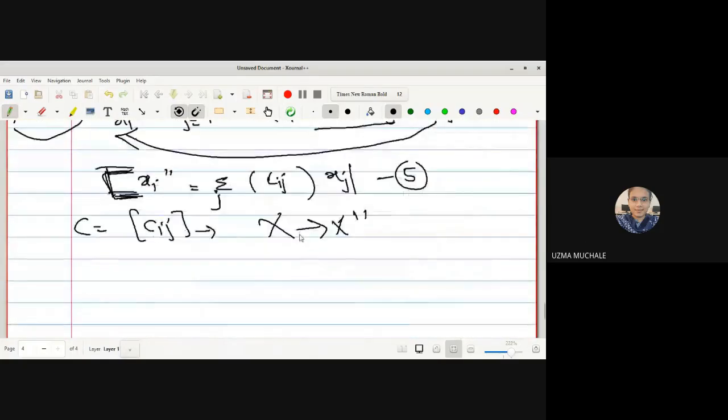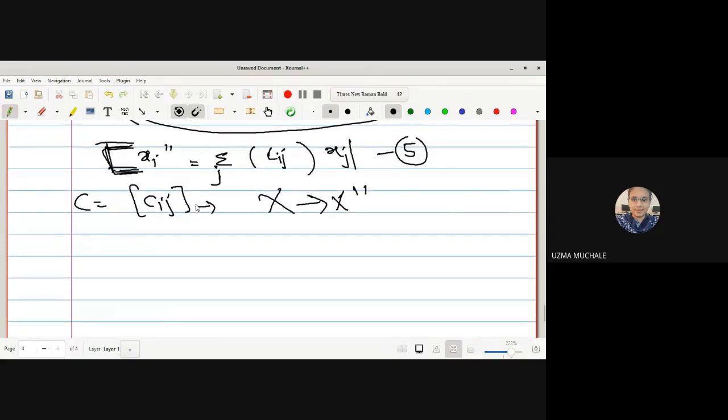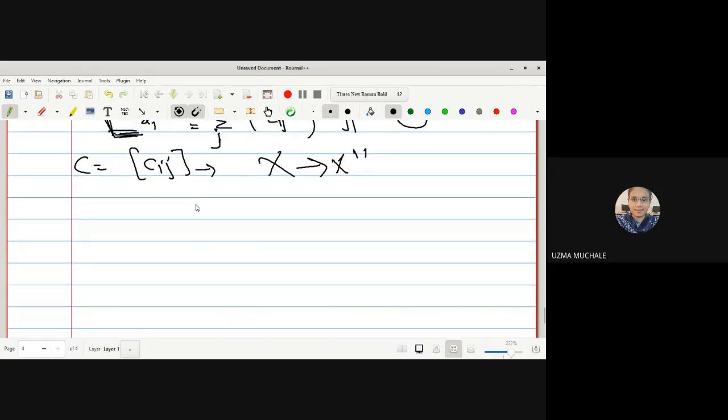Right? So here we have found the transformation from x to x dash, initially x to x dash to x double dash, and now we have found the transformation directly from x to x double dash. Now we have to show whether this product is orthogonal or not. To prove the orthogonality condition, we need summation over i Cij Cik equal to delta jk. So let us prove this.